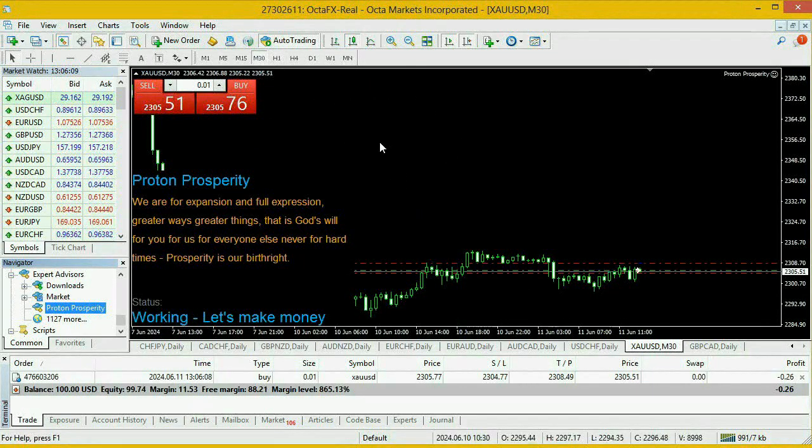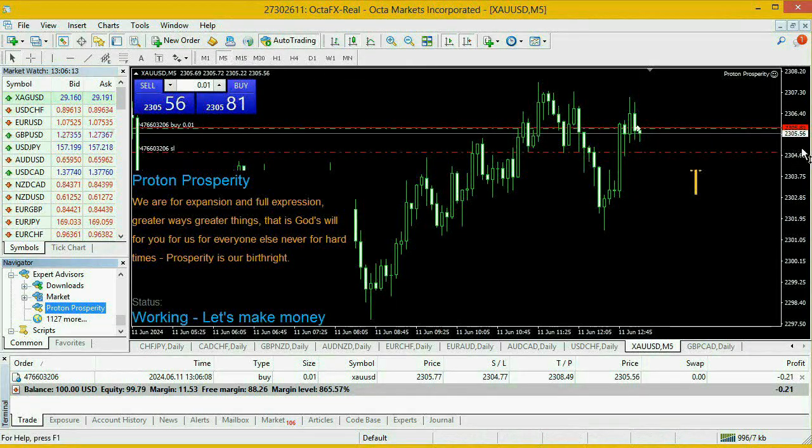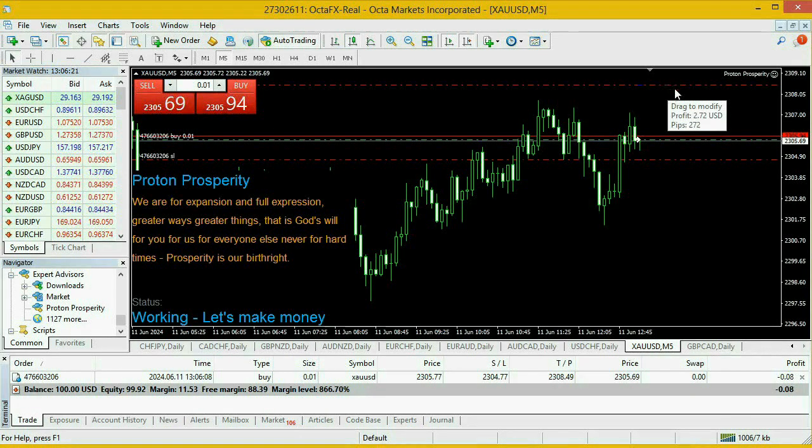Buy position executed. There we are. Our first trade is on gold. This is our stop loss, and take profit. Our risk is only $1, and we stand to make $2.7.